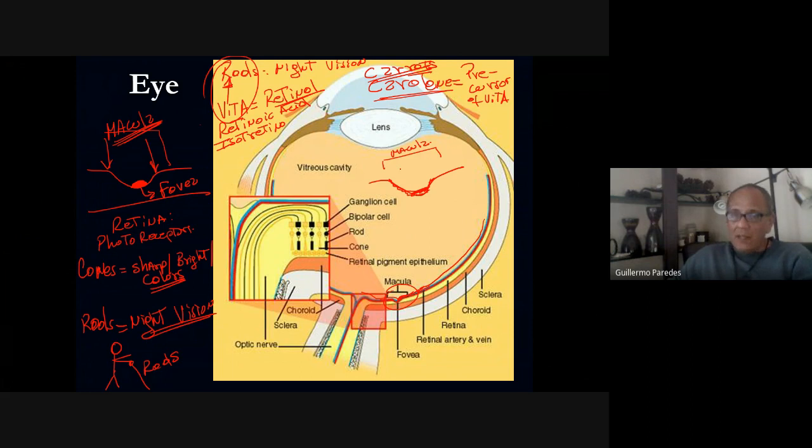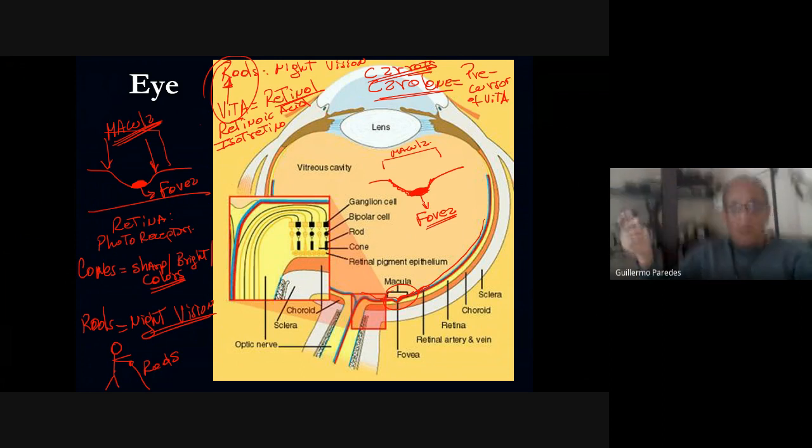But in the middle, in the center of the macula, here we have the deeper area. It's called the fovea. So don't get confused, please. Fovea is part of the macula. Macula is the overall, but at the bottom of the macula, we have the fovea. And what is the macula doing? The macula is where we have the highest concentration of rods and cones.